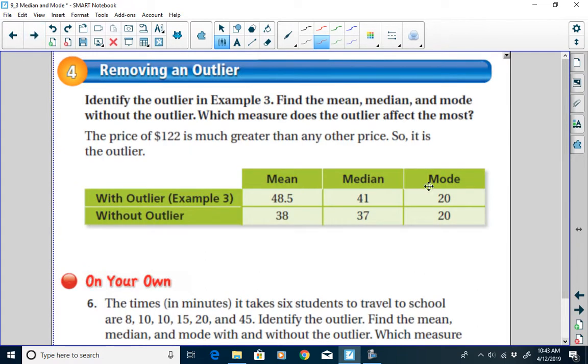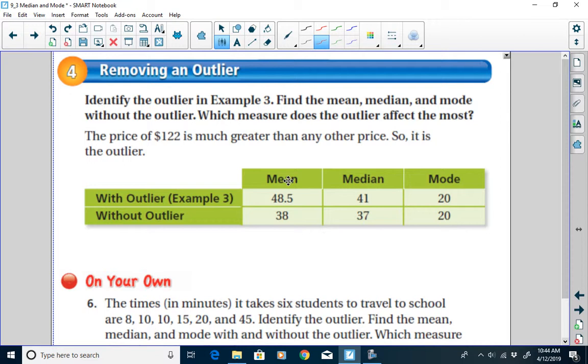If you look at our 3 measures of center, with the outlier, notice the mean is much higher. When we take that outlier out, the mean drops by more than 10, right? And that's the difference. Which measure of center does the outlier affect the most? The outlier will always affect the mean.